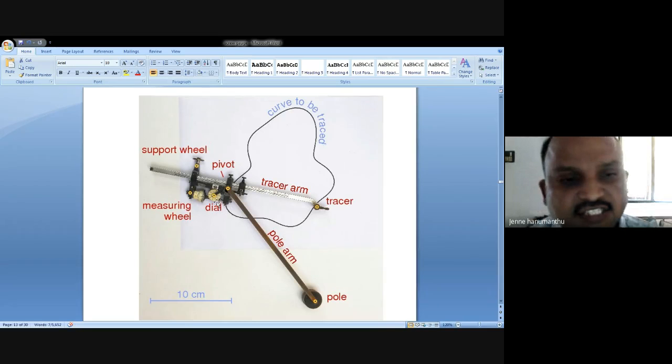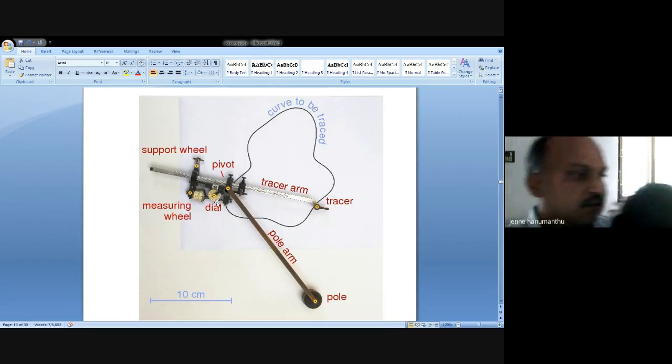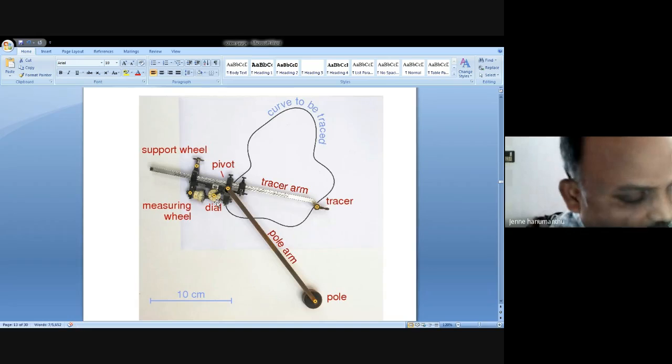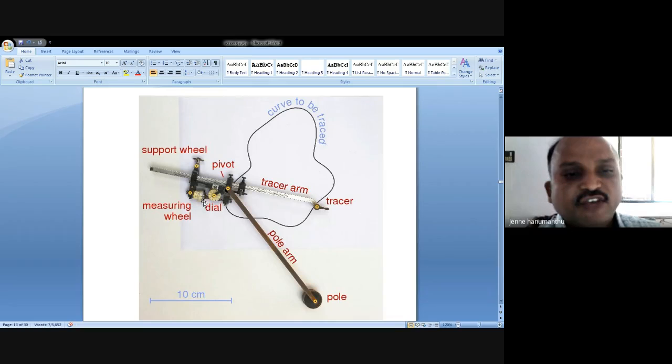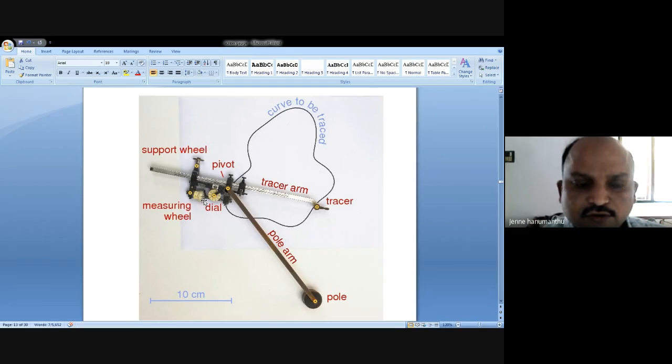In addition to this dial, we have a wheel. This is called the wheel. The wheel also has some markings or divisions, some scale. And just beside this wheel, there is a vernier scale. This is called the vernier scale.